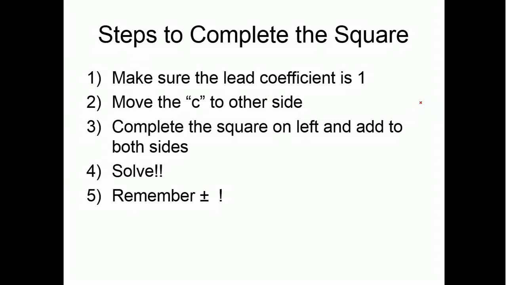So, some steps to complete the square, in case you want to have these written down in your notes, just so you have an idea of what to do first, second, third. Number 1, you need to make sure the leading coefficient is 1. So basically, make sure the number in front of x squared is a 1. Then move the c to the other side, to make room for your blank. Then you're going to find what blank is, and add it to both sides. Solve, so basically factor, and then start solving. Don't forget when you square root, you get that plus or minus, alright?